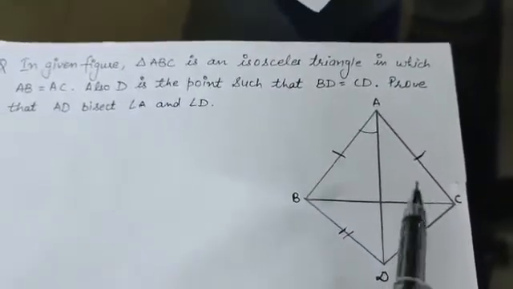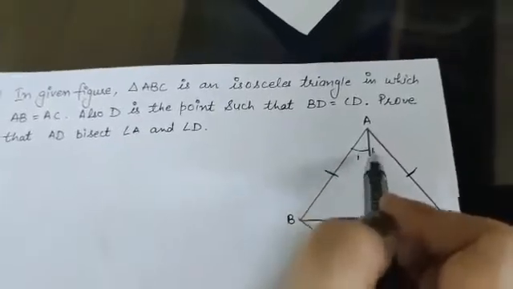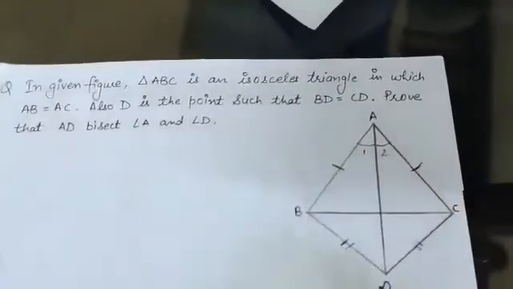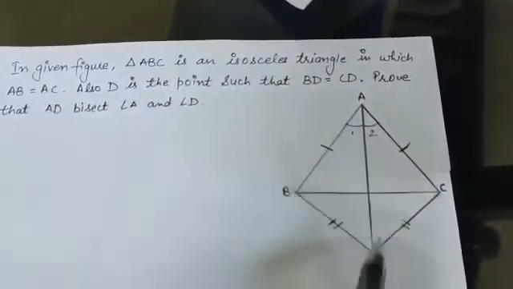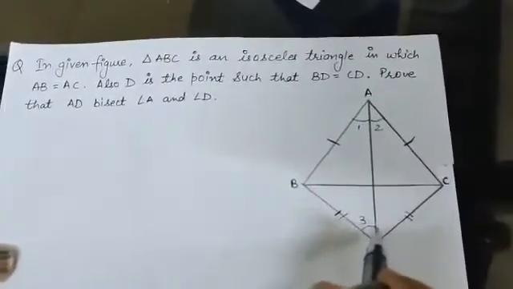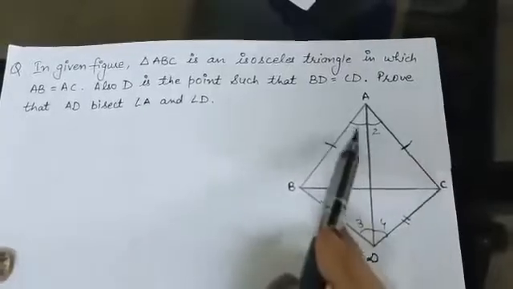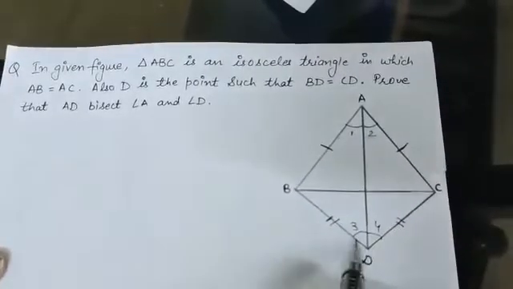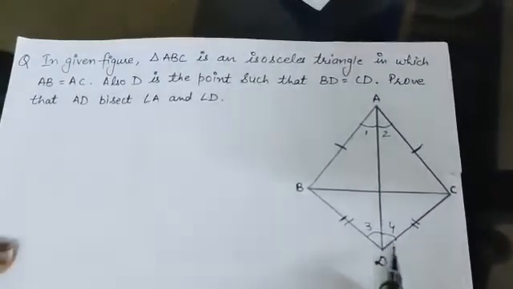If AD bisects angle A, it means it divides the angle into two equal parts. I am naming those angles 1 and 2. Otherwise, you can name them angle BAD and CAD as well. And these two angles, angle 3 is equal to angle 4. We have to show that angle 1 and 2 are equal and angle 3 and 4 are equal.